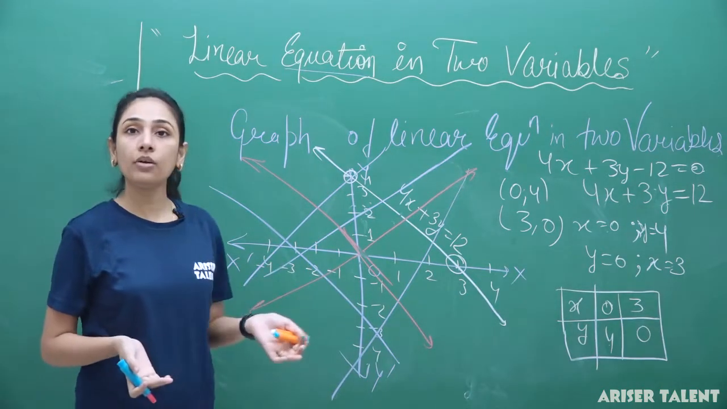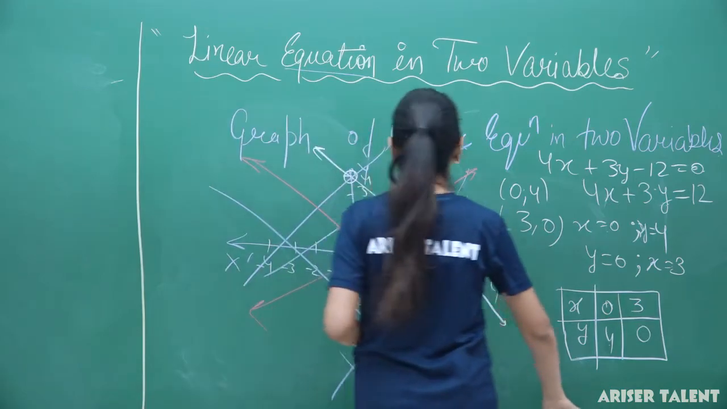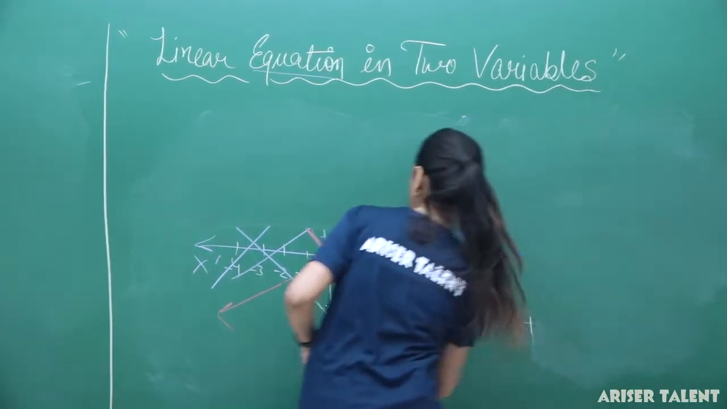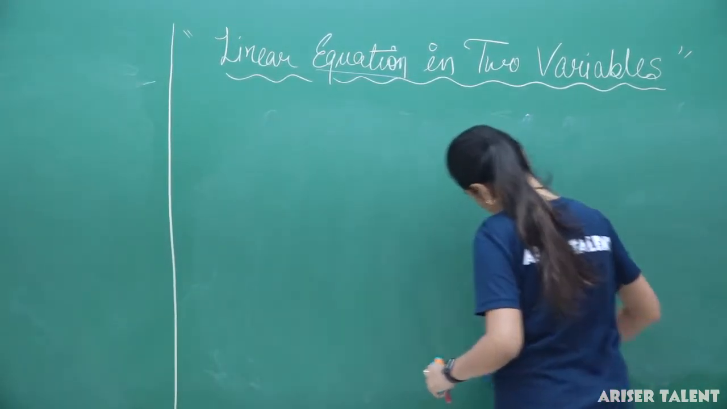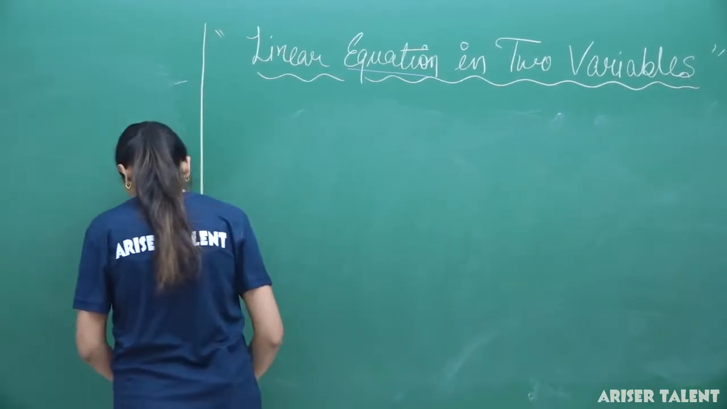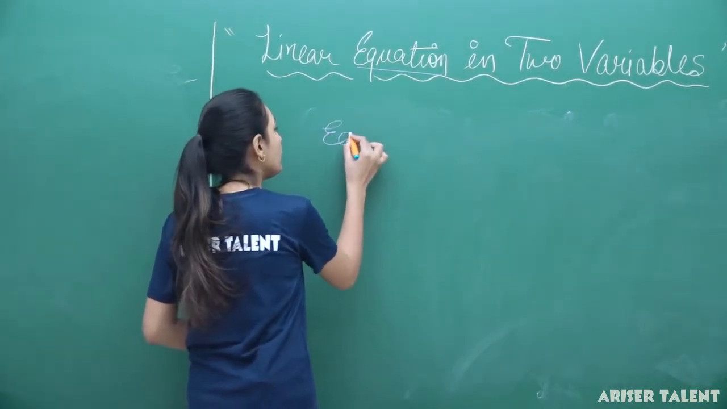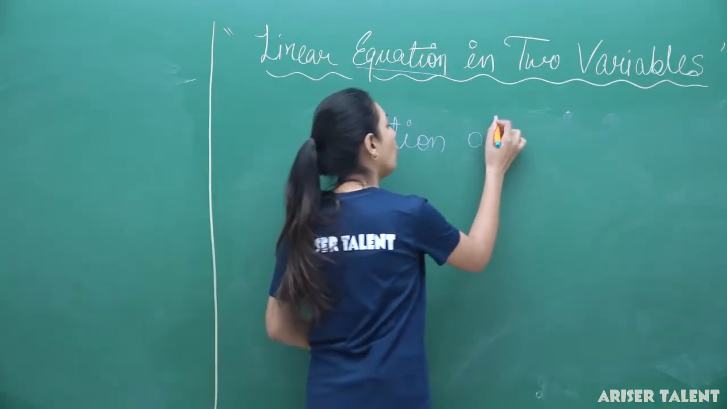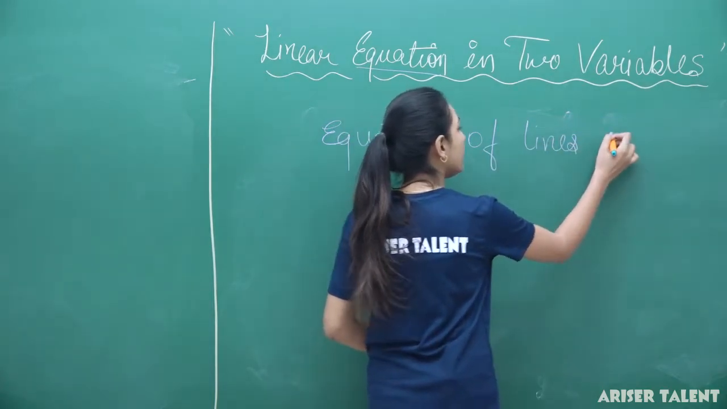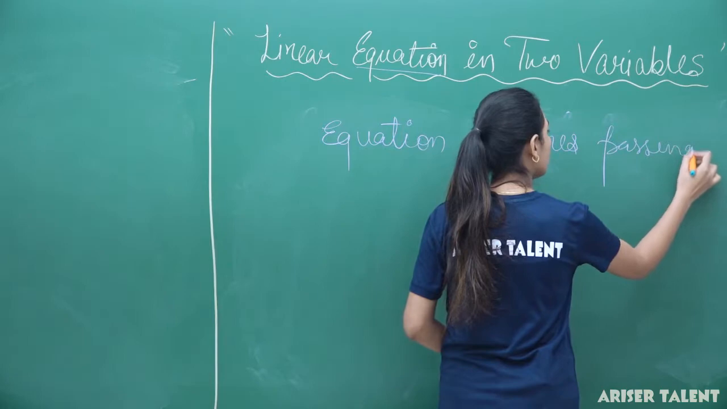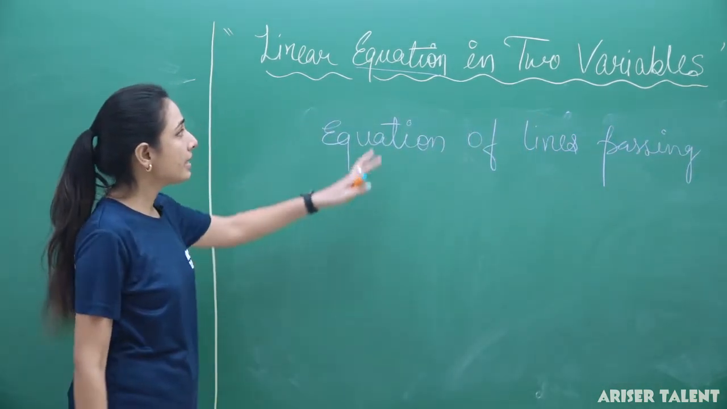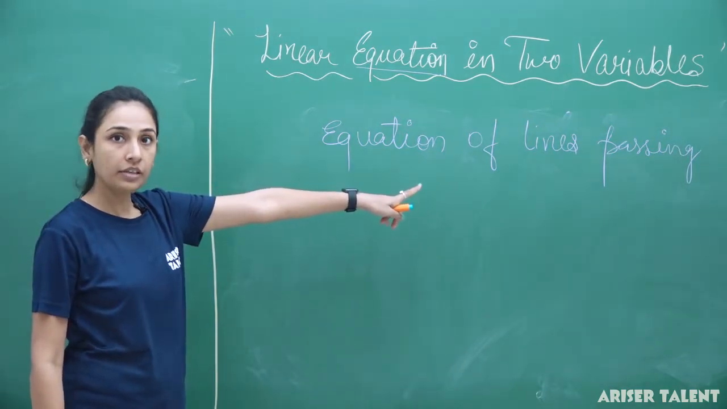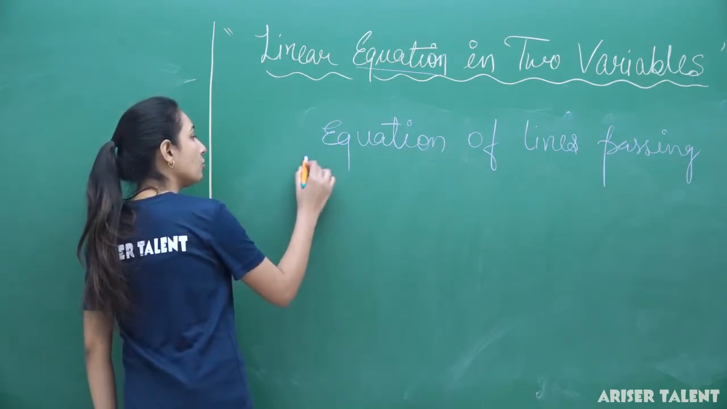So what kind of equations are these? We have some specific format for these kinds of equations. Let's talk about that. So we studied the equation of lines passing through the origin, and we are studying only two variables here. So I am talking about linear equations in two variables, lines passing through the origin.